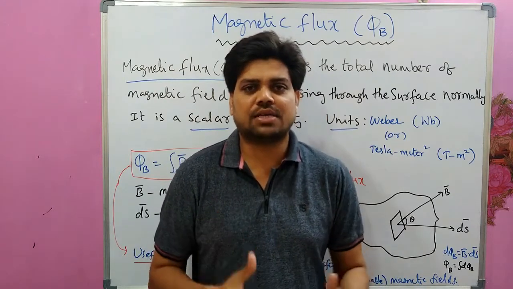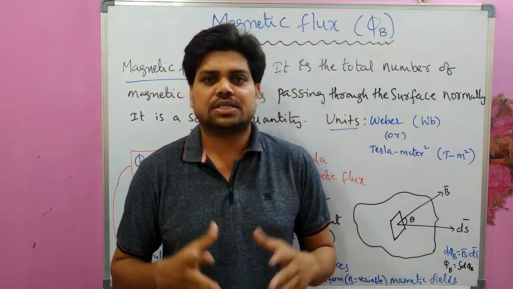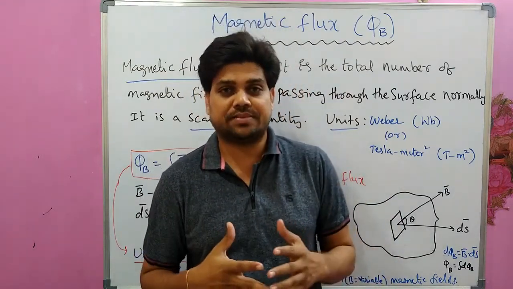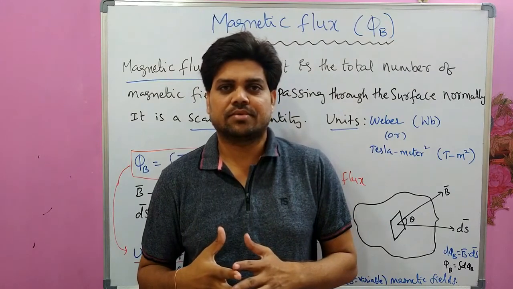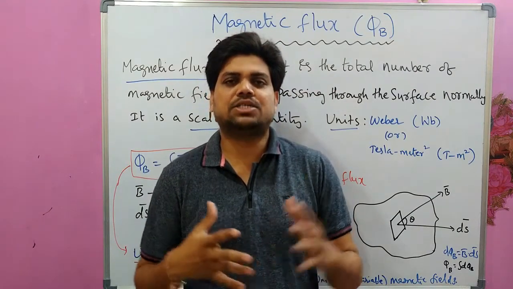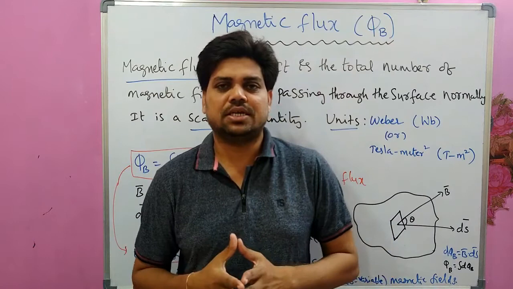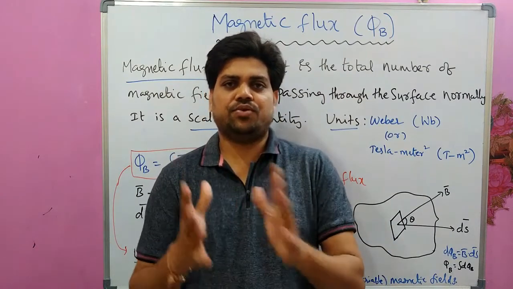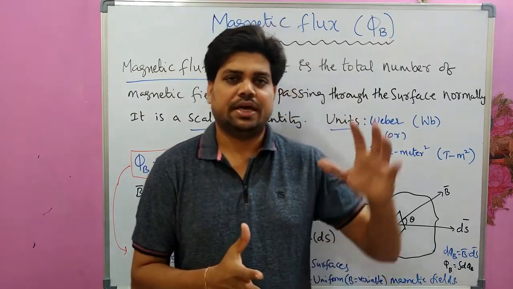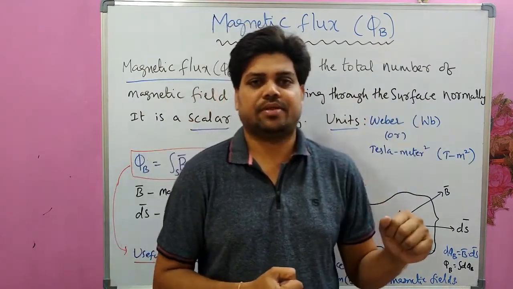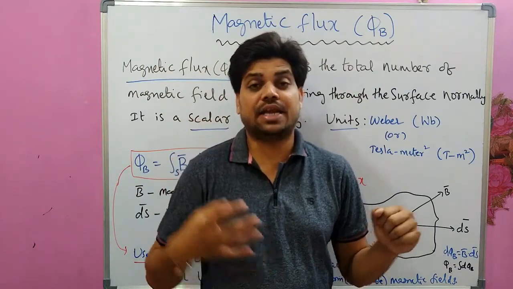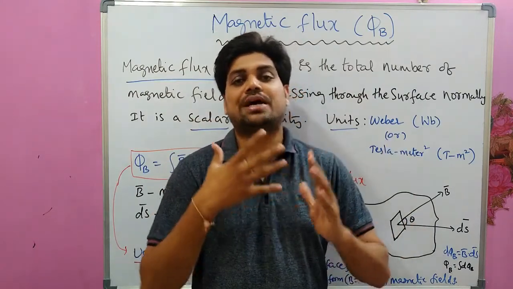The magnetic flux is nothing but the total number of magnetic field lines passing through a surface normally. See, if you place one surface in the magnetic field, then see how many magnetic field lines are passing through it normally.